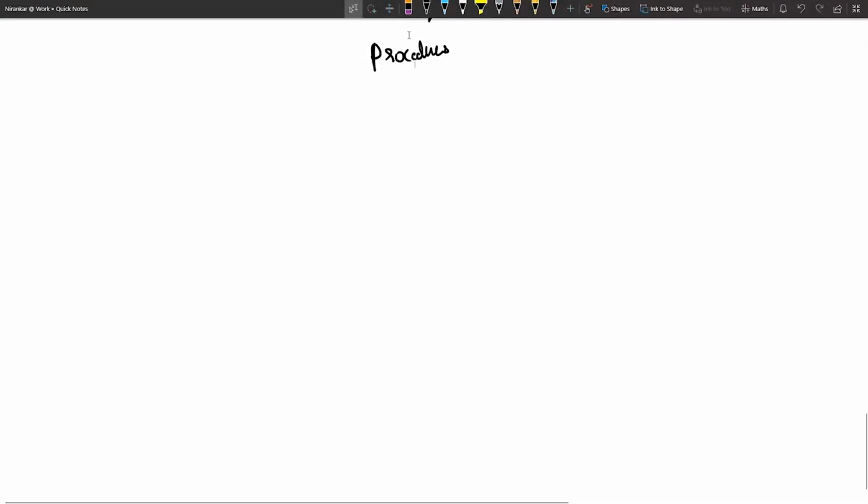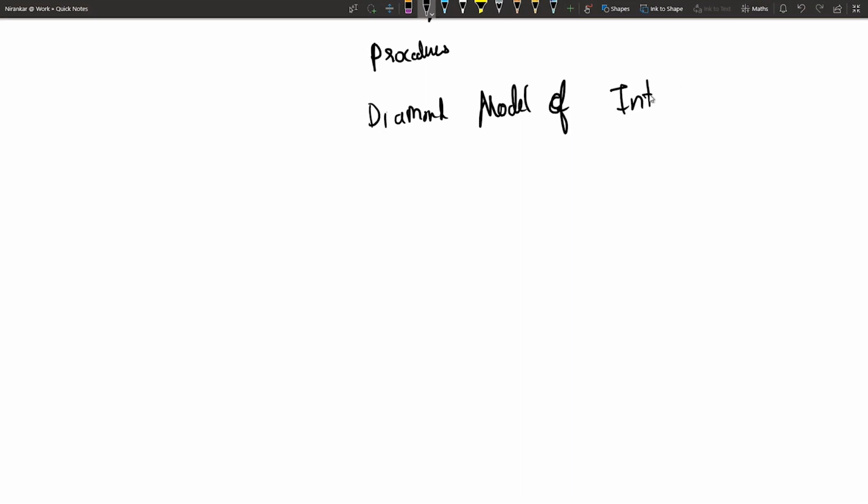Also, we have the diamond model of intrusion analysis. So intrusion is, let's say, if I get inside a system, I'm the intruder and the system is the victim. Diamond model of intrusion analysis. So why is it a diamond model? Because it's a shape of a diamond.